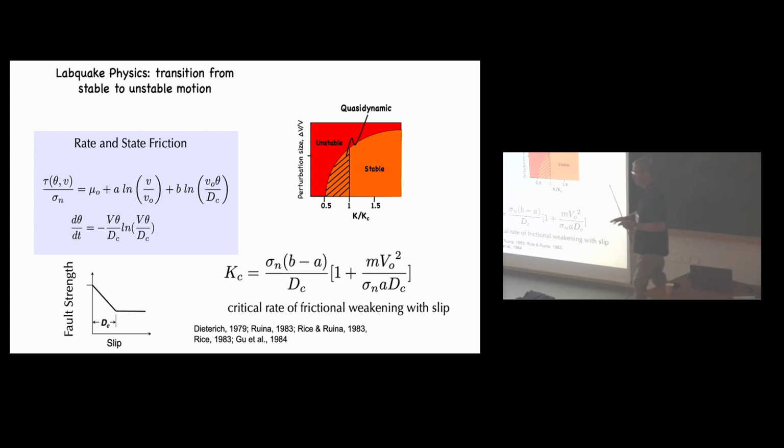Okay, so I told you slip weakening is too simple. And in fact, rate-state is also too simple. So Van told us many things about what was too simplistic about it the other day. But it's got some aspects that match what we see in the lab and that help us understand it. And so here it is.